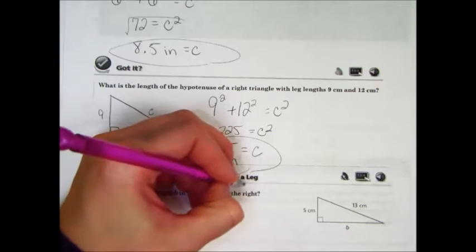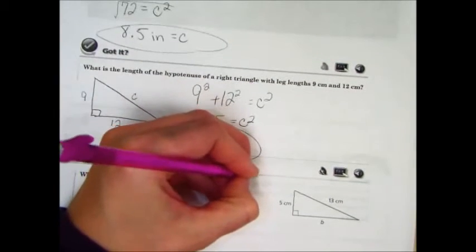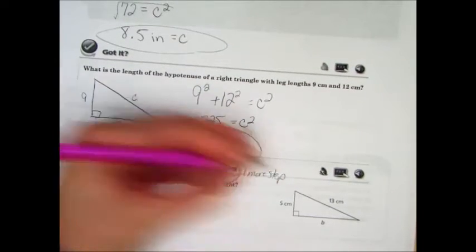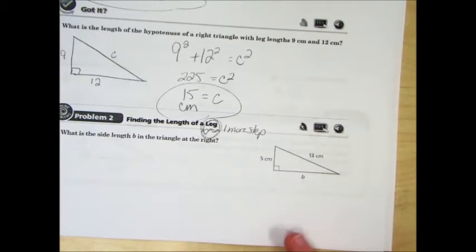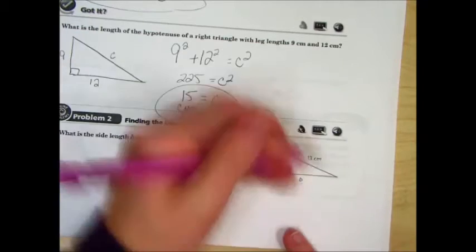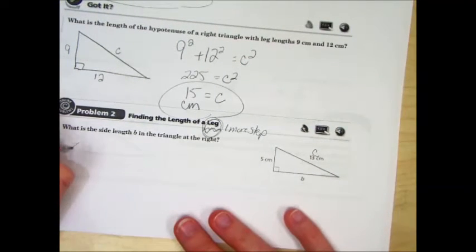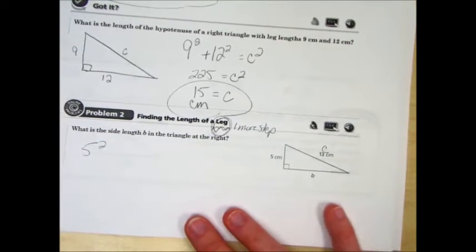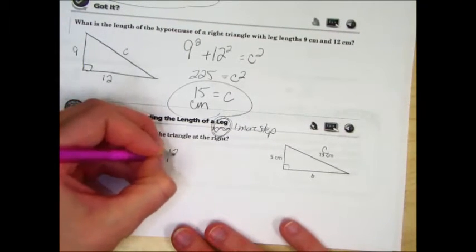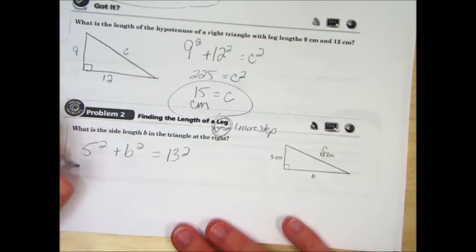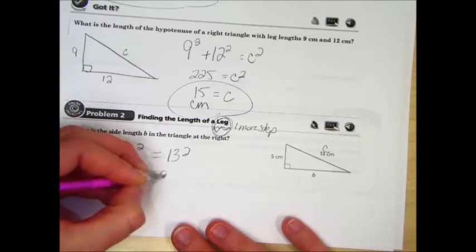Notice now we're going to find a leg. Well, it's not really that much harder. It's just one more step, and it's a subtraction step. So let's look at our problem. They're saying, hey, you're missing this side down here. They're calling it B. Most important one, make sure you know that the hypotenuse is C. So we'll do A squared, 5 squared, plus B squared equals C squared, 13 squared. Well, that's 25 plus B squared equals 169.